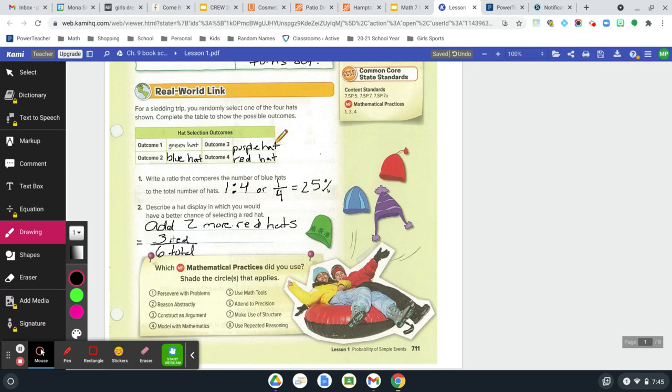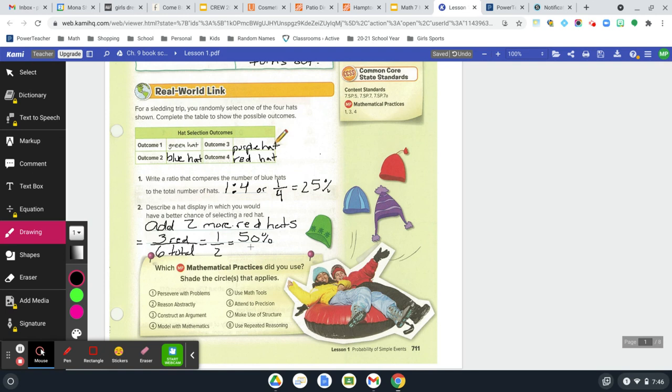So I would have 3 red out of 6 total now, because I'm going to add these 2 more red hats to my display. And if you think about 3 out of 6, that's the same thing as saying 1/2, which is also saying that's 50%. 3 red hats out of 6 total hats would give you a 50% chance of picking a red hat.